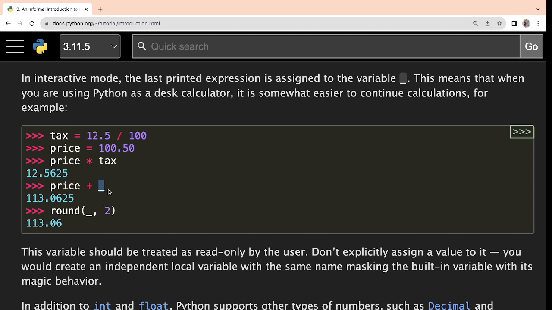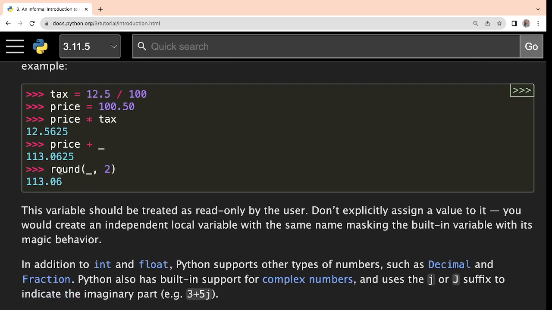This underscore is a default variable name for the latest output which has been generated. Right now the latest output is this, so this value will be stored in this underscore. So it is like a variable. Got it? Automatically it will be stored, you don't have to do anything. Then price, which is 100.50, will be added to this 12.5625, and the final value you will get is this. Clear? You can check this out with other numbers also, and you will get the right answer.